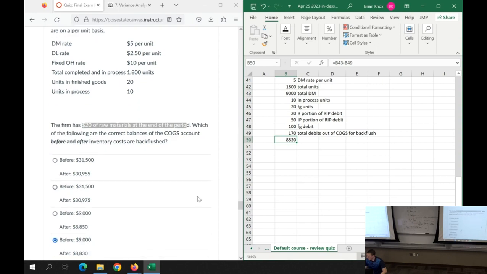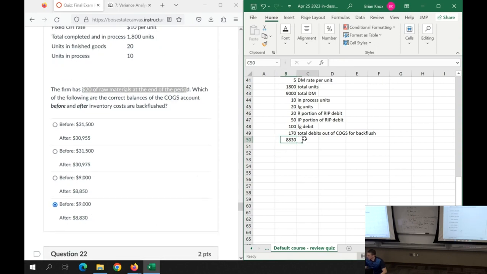So that's why it's 88.30 right down there. So for throughput, you're just looking at your DM costs and you only have to worry about your RIP and finished goods unit counts. Yeah, and that finished goods account is valued using the DM cost only.